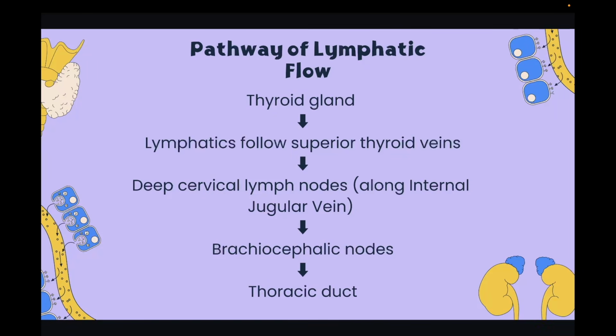Now I feel like this is more important: the lymphatic flow of the thyroid. You start off with the thyroid gland, and from the thyroid gland the superior thyroid veins empty the lymph into the lymphatic flow, and then they all collect up to the deep cervical lymph node. The deep cervical lymph node then empties into the brachiocephalic node and then to the thoracic duct. Sometimes, most of the time actually, it can go directly from the deep cervical lymph node straight to the thoracic duct, skipping the brachiocephalic node.